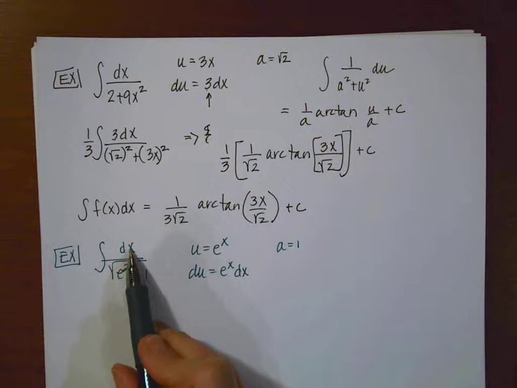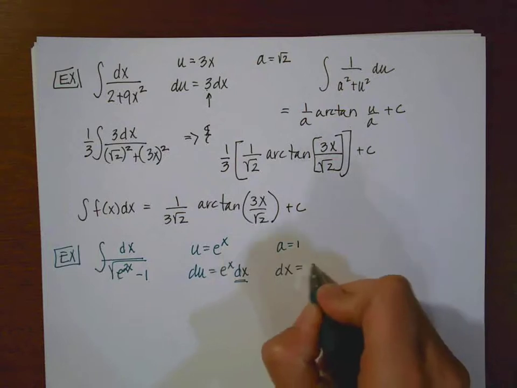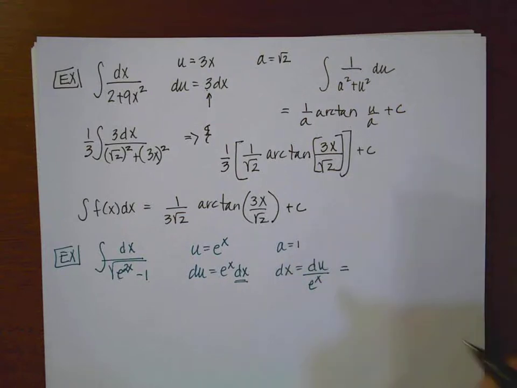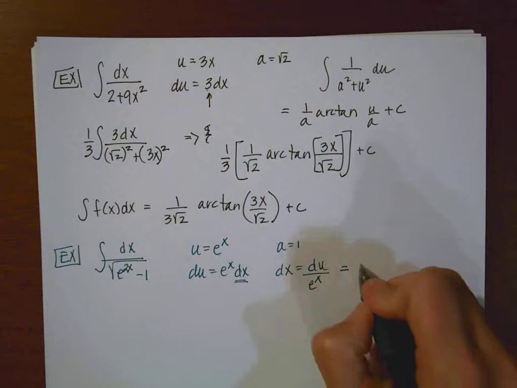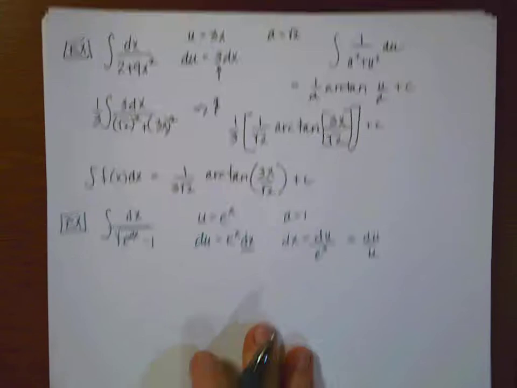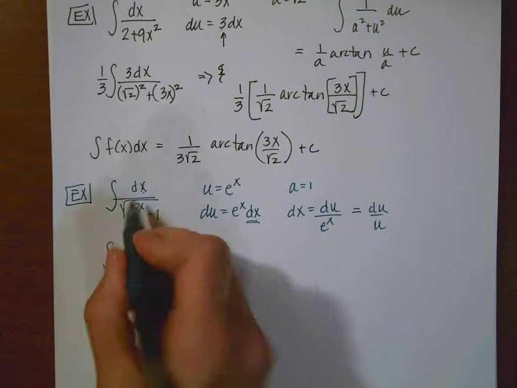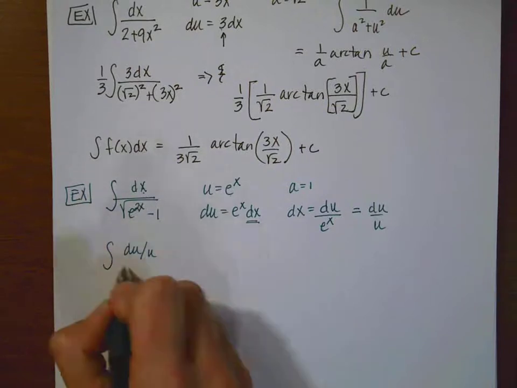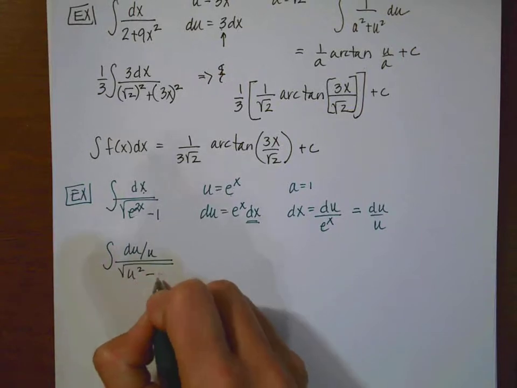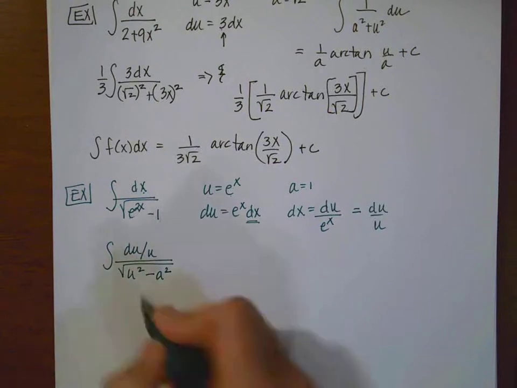But I have a dx on the top. So what I need to do is solve this for dx. So dx is going to equal du over e to the x, which is the same thing because I let u equal e to the x. So this is du over u. Alrighty? So now I'm going to substitute all of that information in. So my dx is du over u, over the square root of u squared minus a squared.